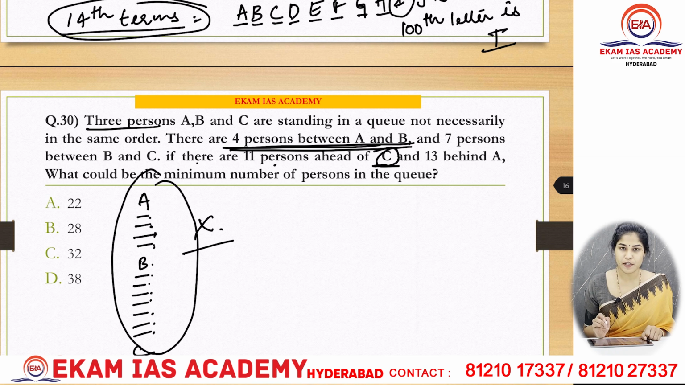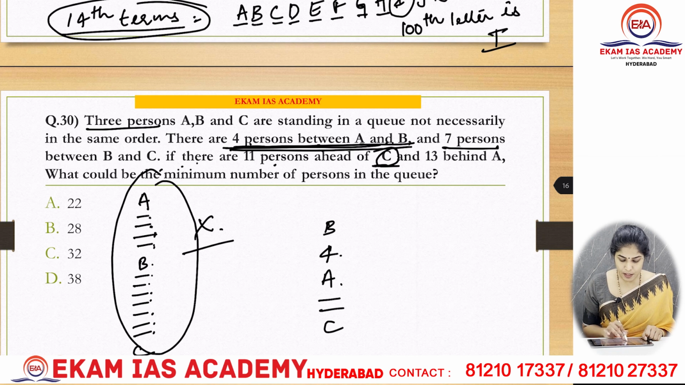We'll first place B. Between A and B there are 4 persons, and 7 persons between B and C. So B, 4 persons, and A. Then 4, 5, 6, 7 and C.